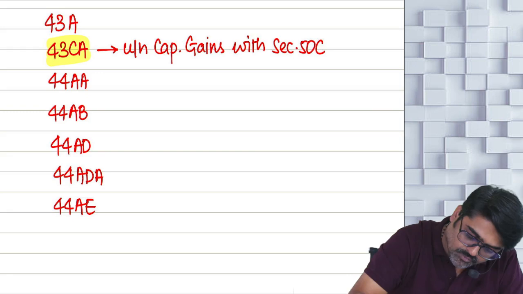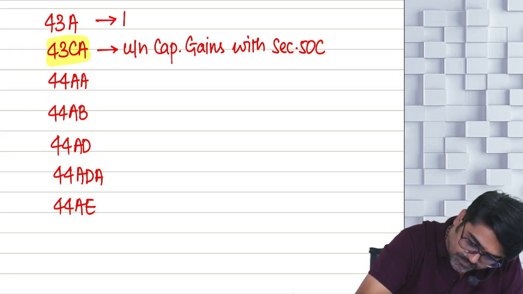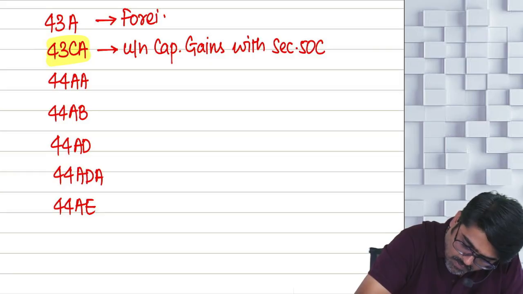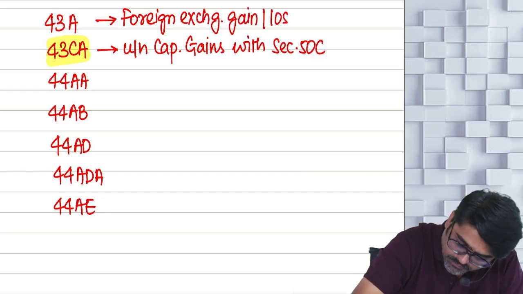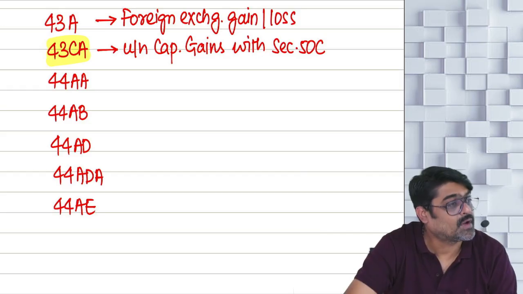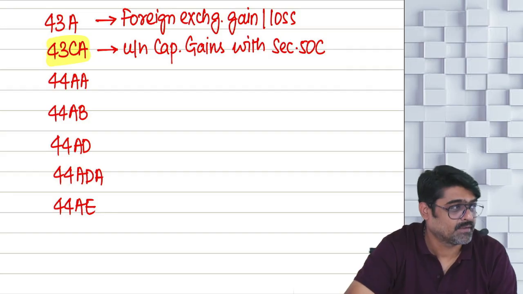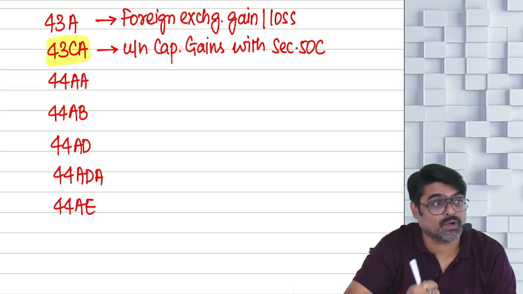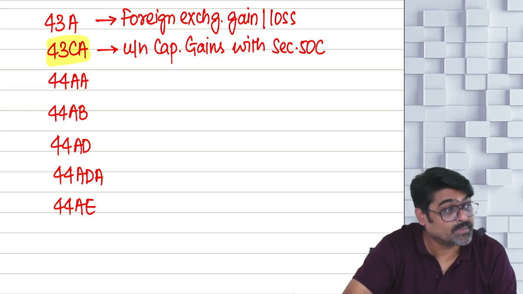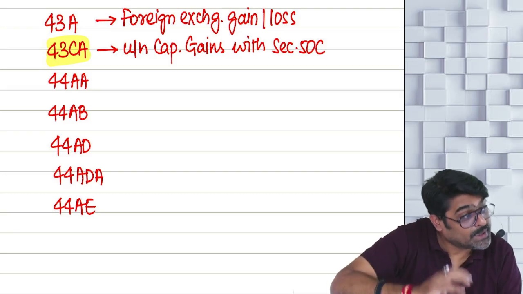Okay. Now this 43A talks about what? Foreign exchange gain or loss. But this gain or loss will happen when you will buy the asset in foreign currency from outside India, then how that foreign exchange gain or loss will be considered under the PGBP head.